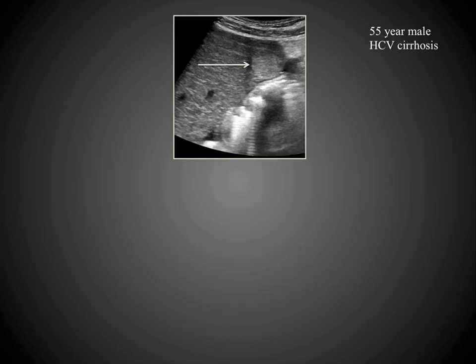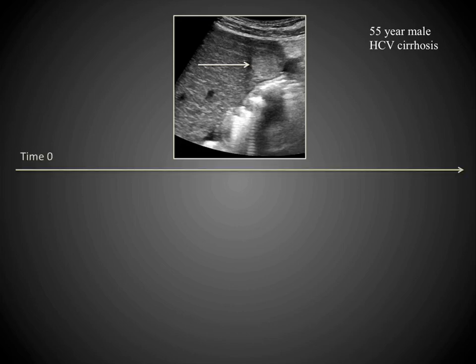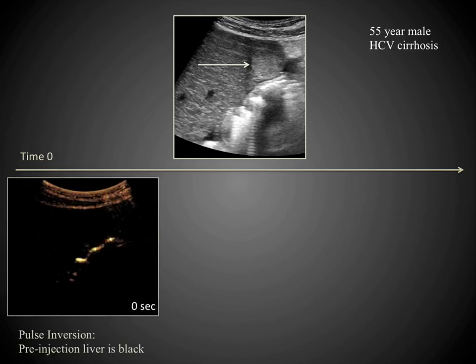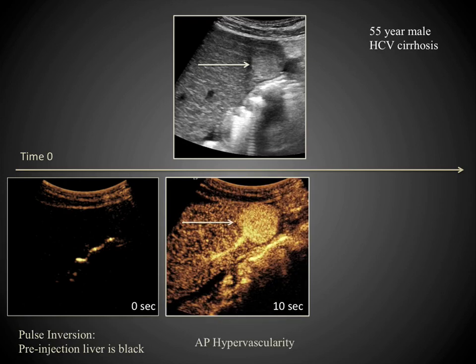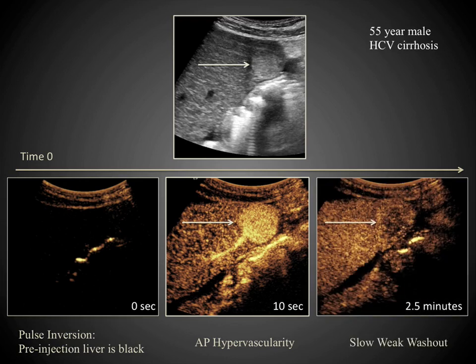This is an example of a patient at risk for HCC with a focal echogenic nodule found on surveillance ultrasound. At time 0, pulse inversion technique has suppressed the echo from background liver, and the image appears black for several seconds prior to contrast arrival. The contrast image, comprised solely of microbubble information, shows that at 10 seconds the nodule is hypervascular relative to background liver with weak washout by 2.5 minutes. This is the classic enhancement pattern of HCC.